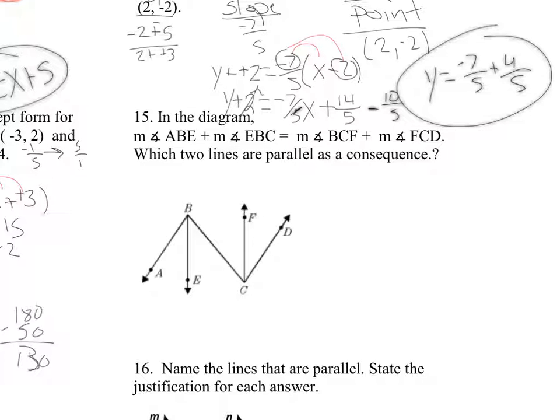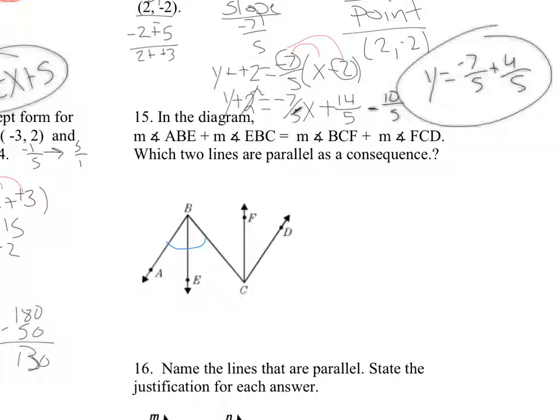In the diagram, the measure of angle ABE plus EBC. So ABE is right here. EBC is right here as an angle that makes this thing. It is equal to BCF, which is there, plus FCD, which makes that. Now, I'm going to kind of erase all the pens here. You can see the 2 different angles we're talking about, but I'm going to erase it for a second and redraw this.